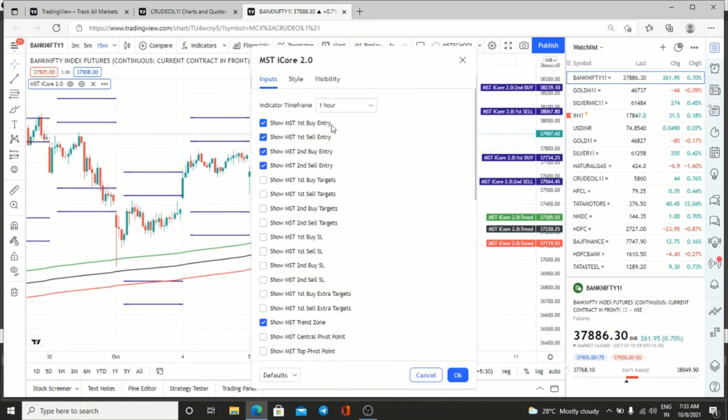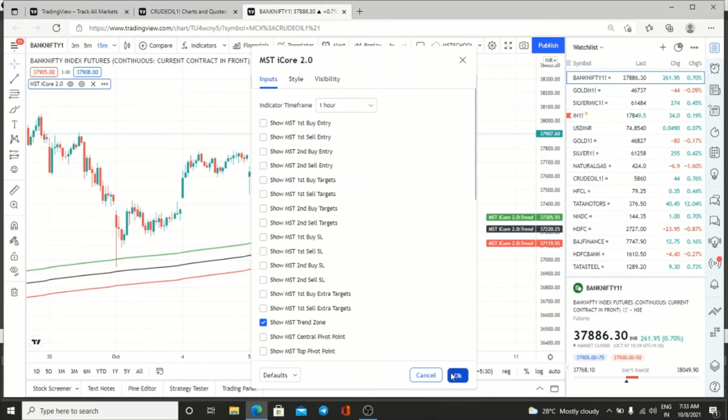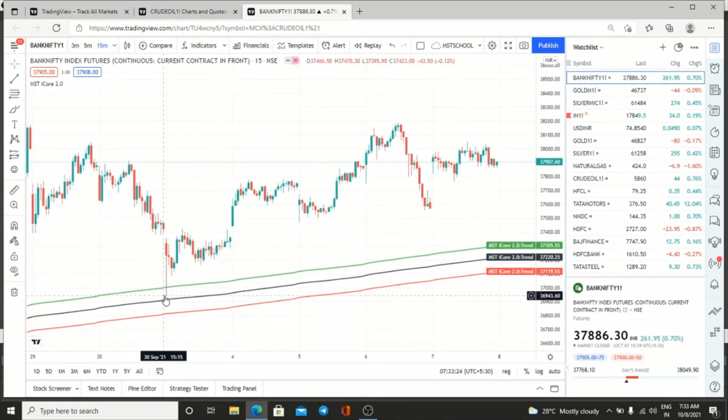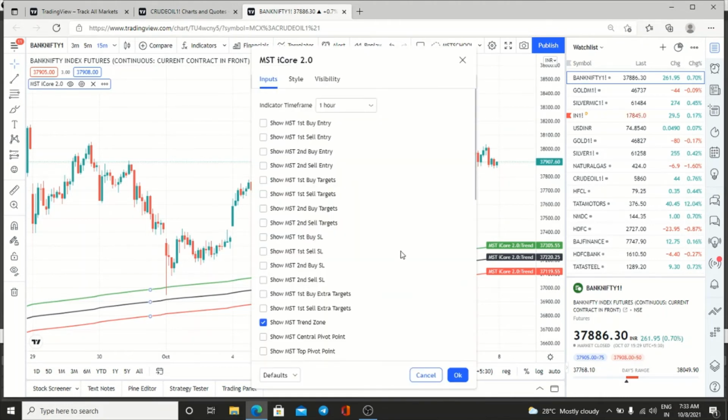2 days before, if you watched our Telegram channel, we had informed that you have to buy Bank Nifty here. So based on this trend zone only, I have given the buy call. This one, see exactly from here it has reversed. How many points we have got? From 37,000 to 38,200. 1,200 points we have got just in 5 days. So this indicator will be helpful for your lifetime.